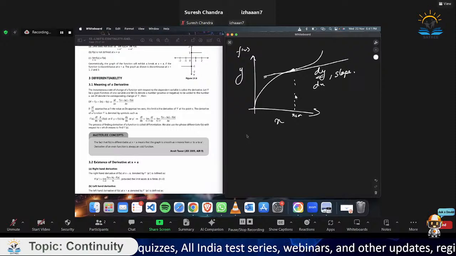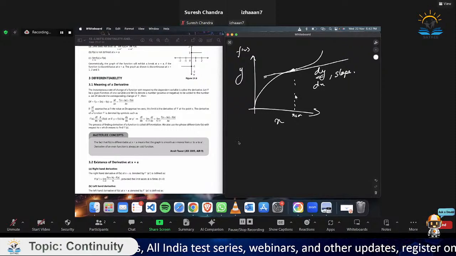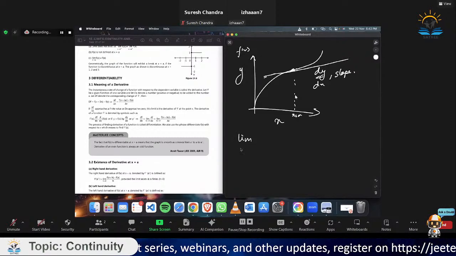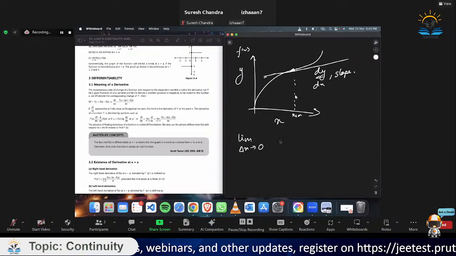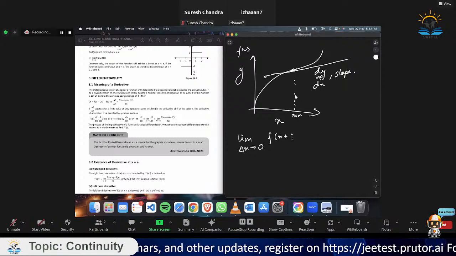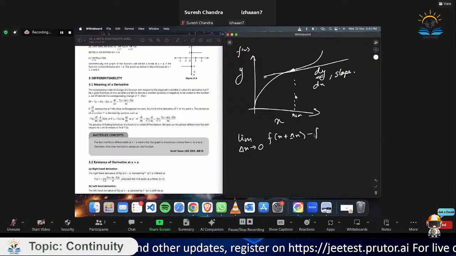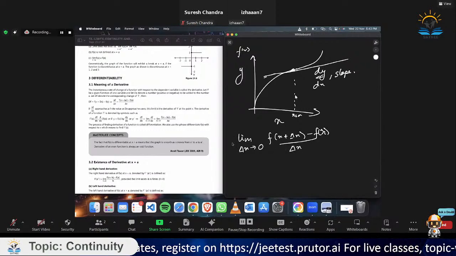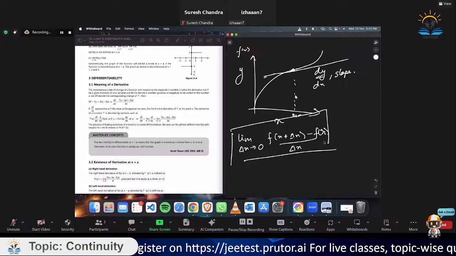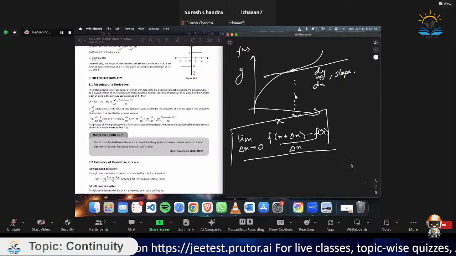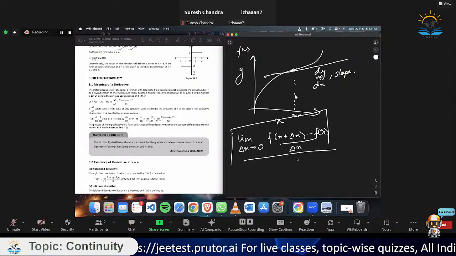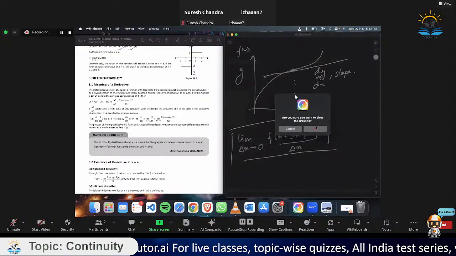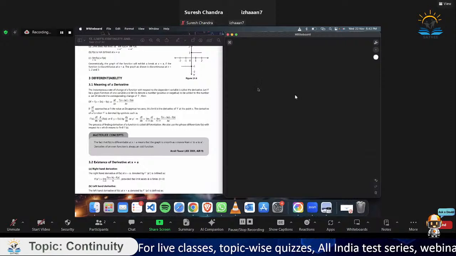So let's see more. In the derivative, they give us this formula, right? Limit delta x tends to zero, f(x plus delta x) minus f(x), whole divided by delta x. Seems pretty unclear, right? What is all this? You have told me this slope and then you are writing this. So let me just show you what we mean by it.